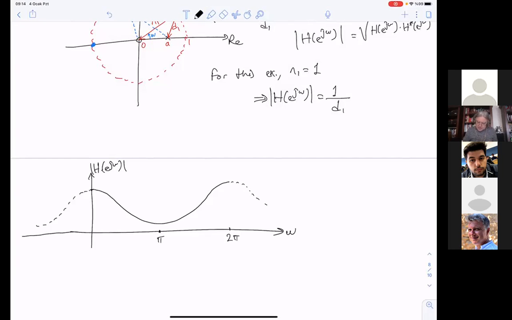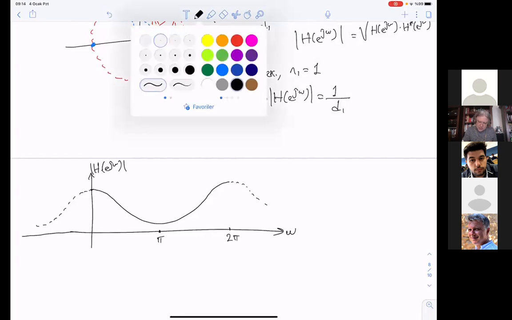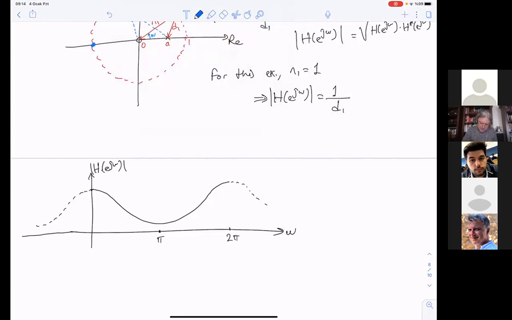Now, clearly, if A is like this, somewhere between 0 and 1, this is what we will have. But let's make A closer to 1. If it is closer to 1, then the situation will be more like this.